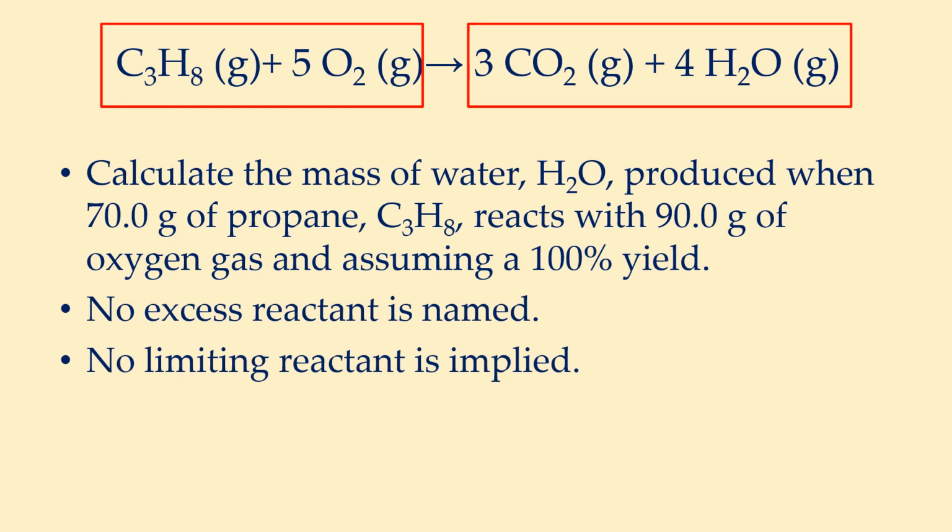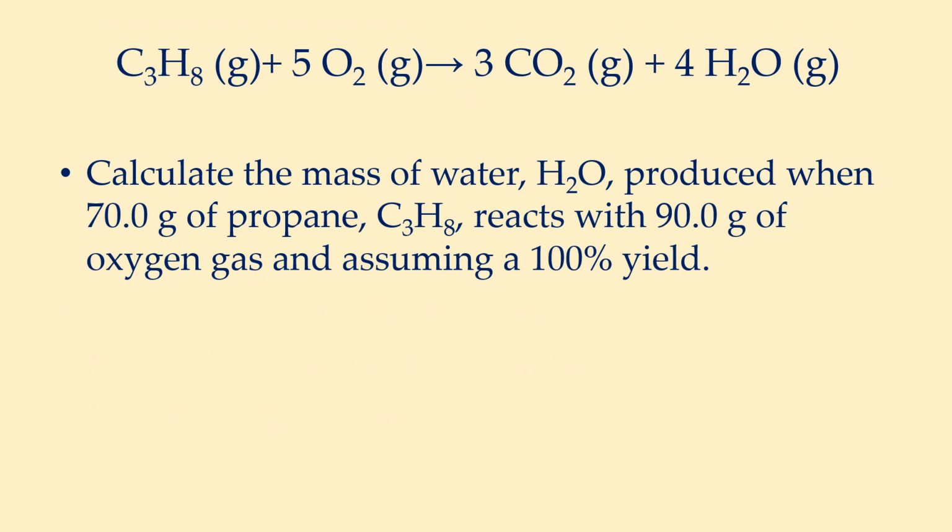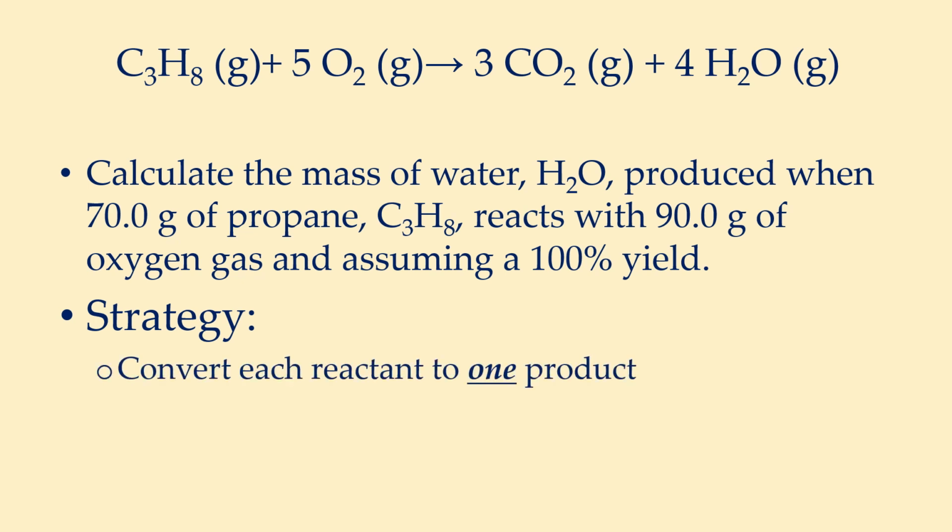No excess reactant is named, and we cannot imply a limiting reactant. Thus, we must solve for the limiting reactant. There are two strategies for solving the limiting reactant, which I have explained in earlier videos. I'll choose the method where we convert each reactant to one product. Notice how there are two products.